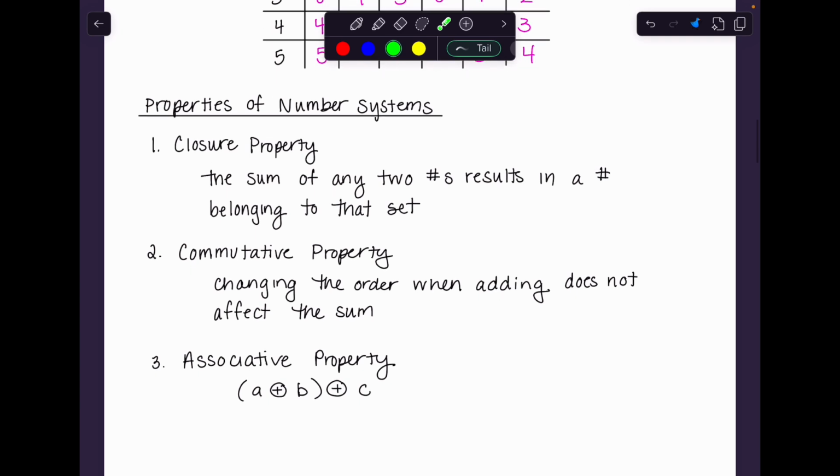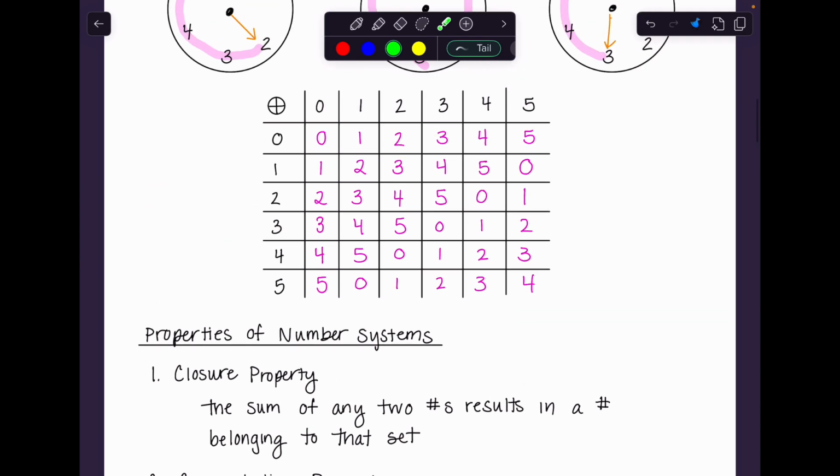So first, we've got the closure property. What that states is if you take the sum of any two numbers, it's going to result in a number that belongs to that set. So for my clock addition for 6-fold symmetry, your values are the numbers 0 through 5. No matter what, when I do that addition, my results are the numbers 0 through 5, nothing else.